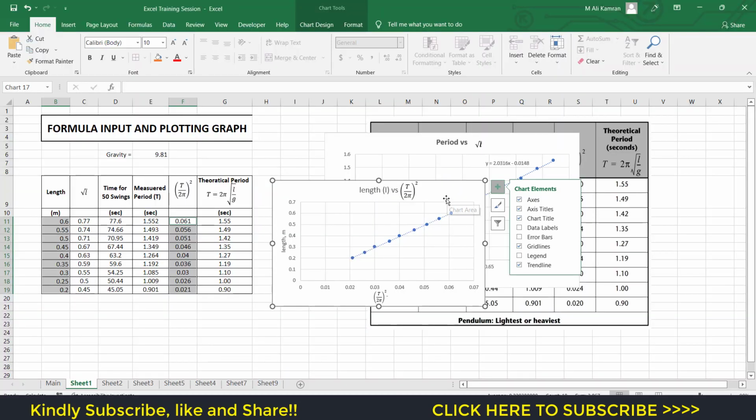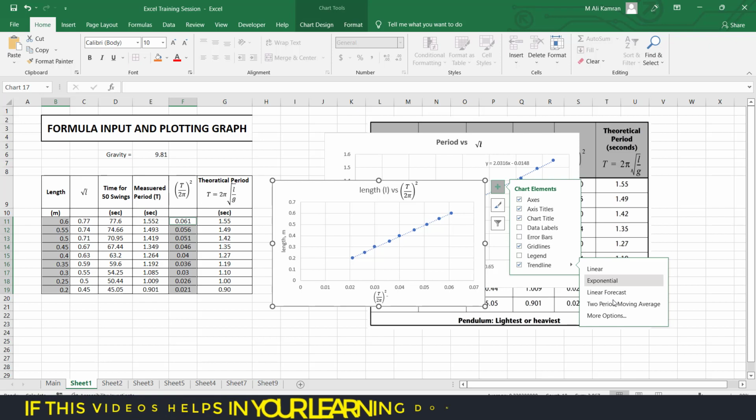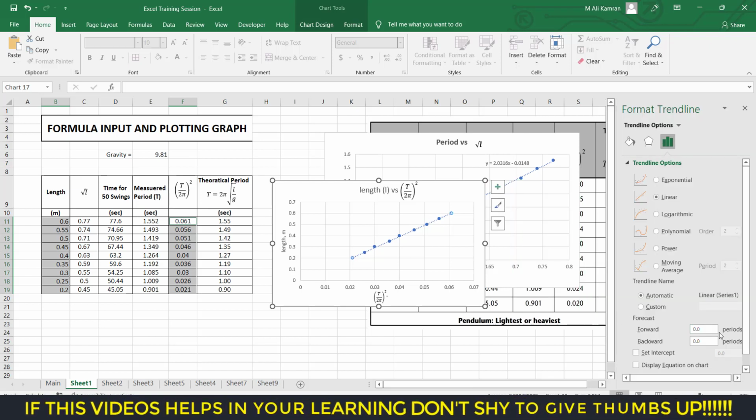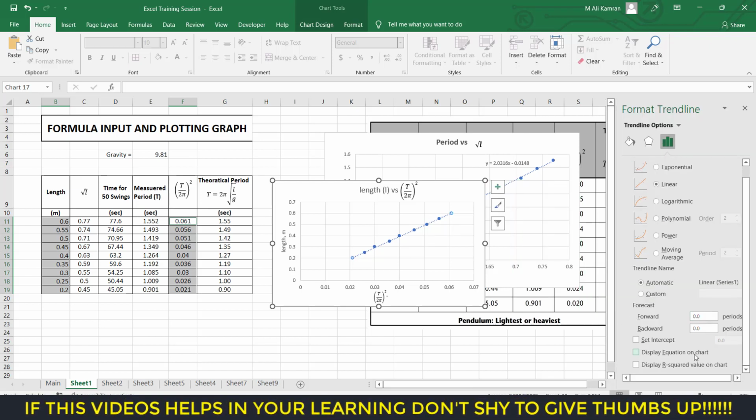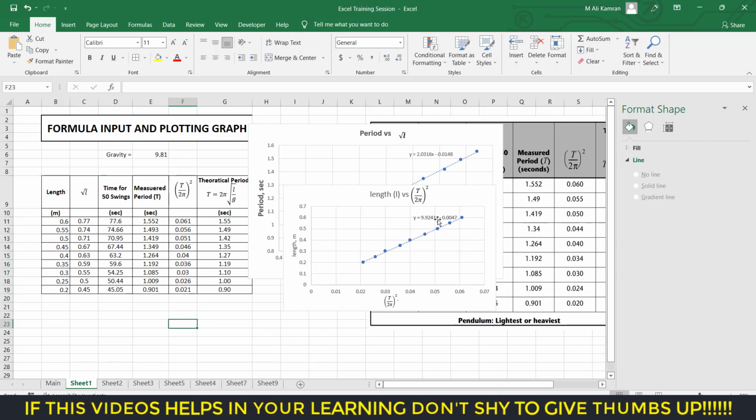So now again click on this plus, this trend line, click on this and more options, and here we want to display the equation. So display equation on chart. Now the slope of this line is 9.9241 and the y-intercept is minus 0.0047. So from this we can say that the g value at that particular location is 9.9241.